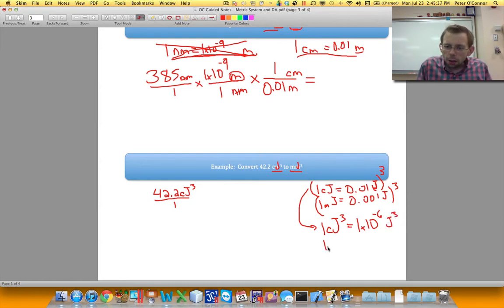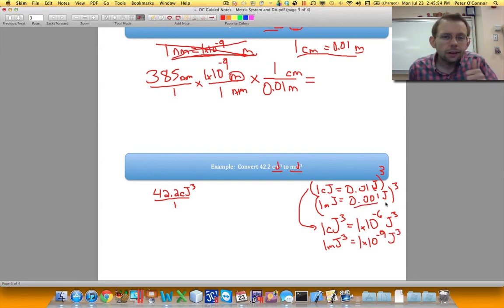And then 1 millijoule cube, because I'm going to cube it too, is equal to 1 times 10 to the negative 9th joule cubes. Again, I just took this, put it in the calculator, and hit the cube. Okay? So I could actually get it out. Other than that now, it's back to the last problem, folks.